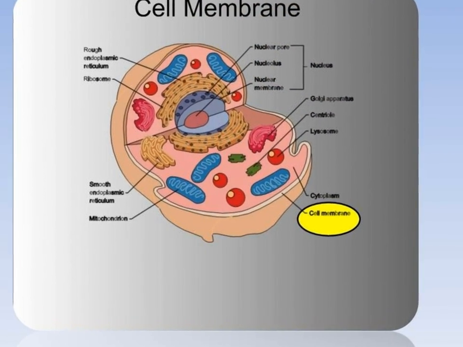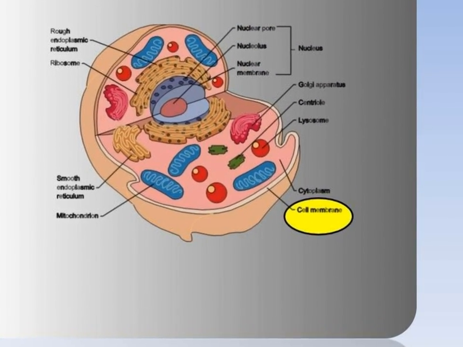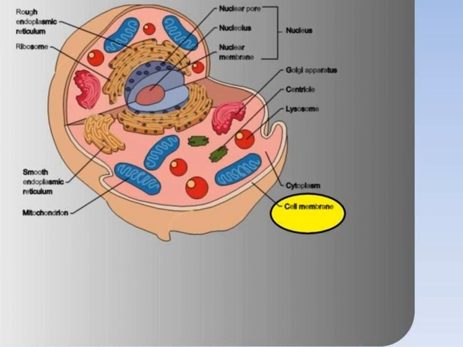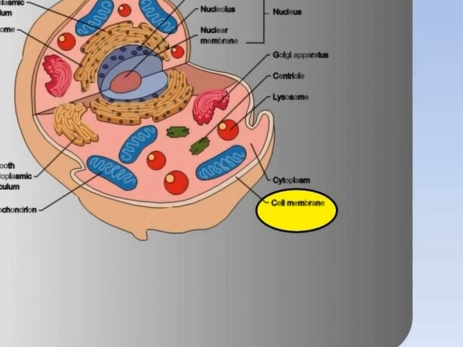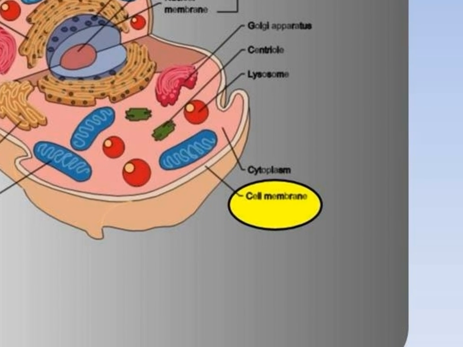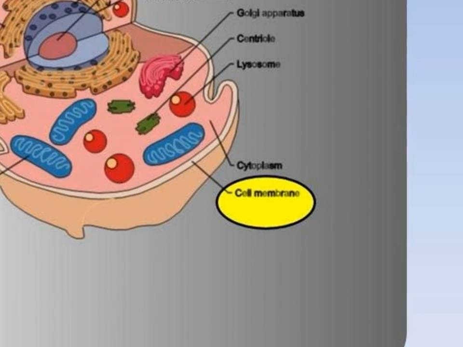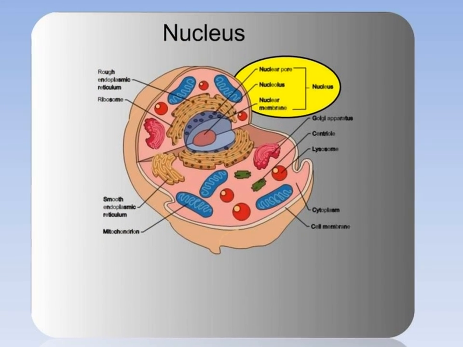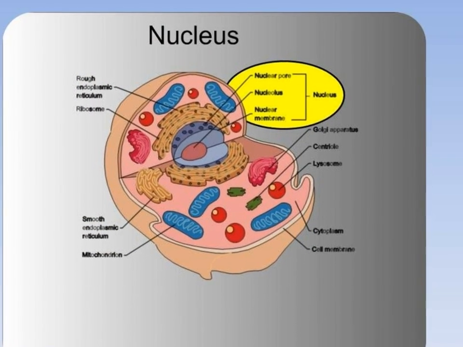The cell membrane is found in both plants and animals and is the sac that holds all of the organelles found in the cell. Inside the cell membrane, you will also find the cytoplasm that holds all of the organelles safely and complete. The next organelle that I will speak about today is the nucleus.